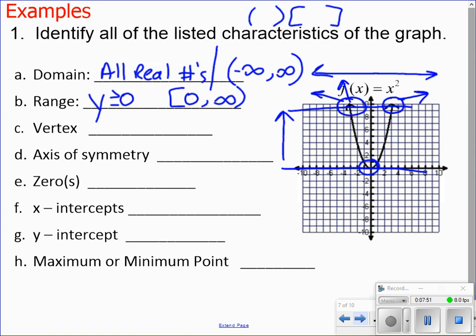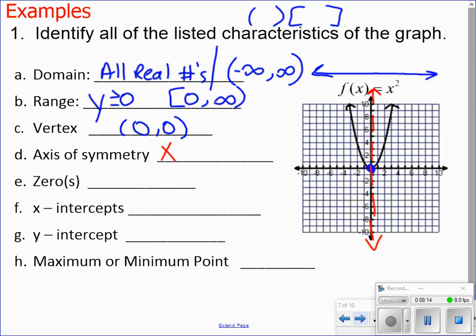The vertex of this graph is at 0, 0. The vertex is where our turning point is. So there's our vertex, which is 0, 0. Our axis of symmetry is the line that goes through our vertex that cuts our graph in half. And it's x equals, wherever it crosses on the x-axis, so in this case, x equals 0.